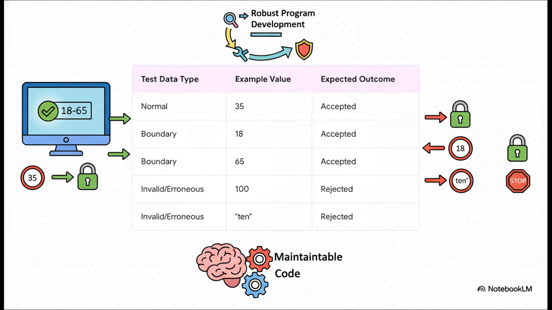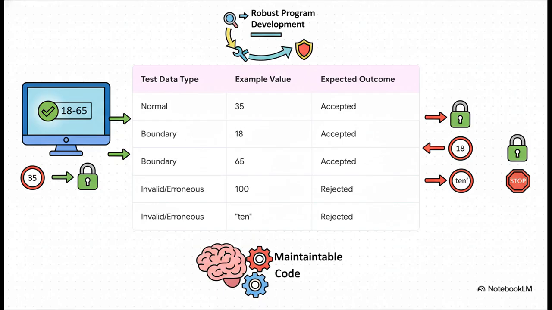And here's a perfect example of how you should test your validation. Let's say your program needs an age between 18 and 65. You don't just test it with a normal number like 35. You've got to test the edges, the boundary data, like 18 and 65. Why? Because that's where bugs love to hide. Then you have to hit it with invalid data, like 100, which is outside the range, and erroneous data, like the word "ten", which is the wrong data type.